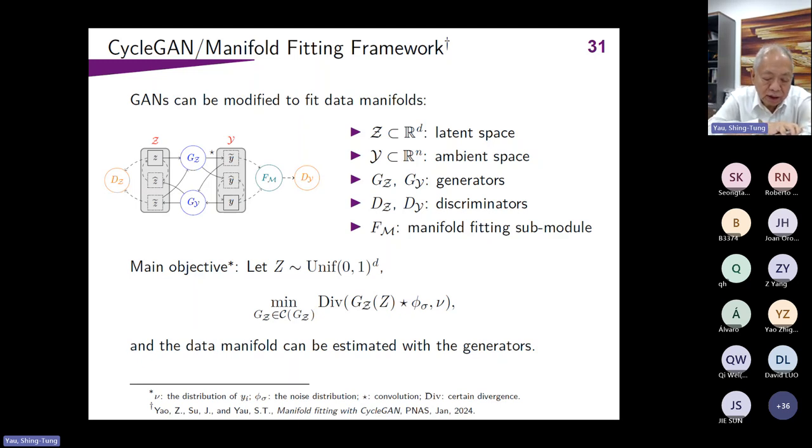So there's a latent space D, and there's a high dimensional manifold Y here. And there are generators GC, GY, and the discriminators DC and DY on the left and the right. And FM is the important thing, a metric manifold fitting submodule. The main objective is to let C be uniform on this interval to the power D, and we minimize the divergence part. And the data manifold can be estimated with the generators as a result. This appeared in this paper this year in PNAS.